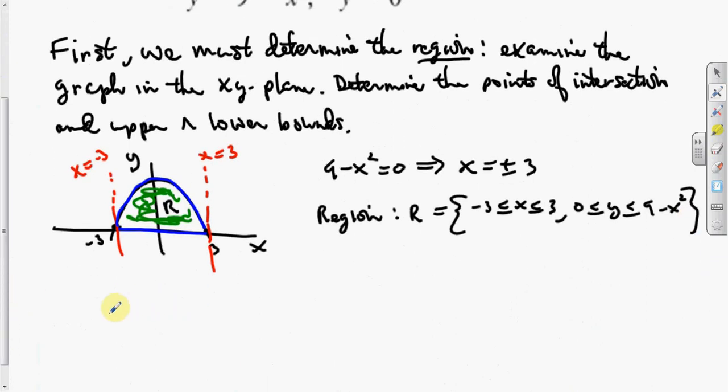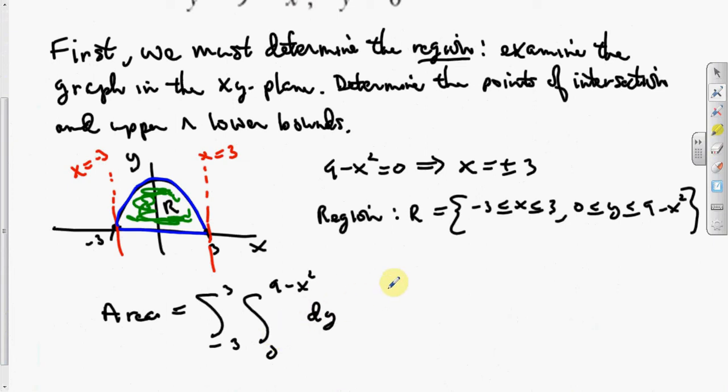So we set this double integral. I'm looking for the area. It's the integral from -3 to 3. Then it's the integral from 0 to 9 minus x squared. Here this is dy, because look, the y is bounded from 0 to 9 minus x squared. So it's dy first. And then secondly, x is bounded from -3 to 3. So this is dx. Right. So I set this up here.